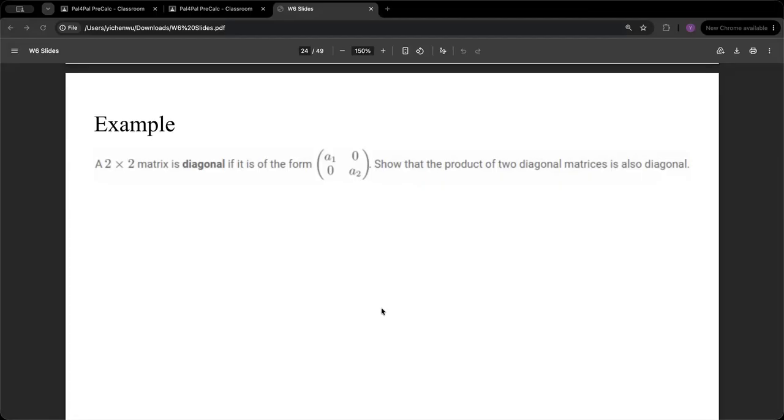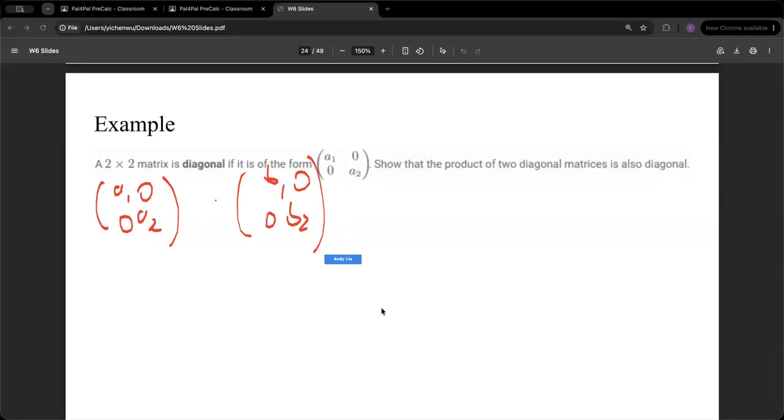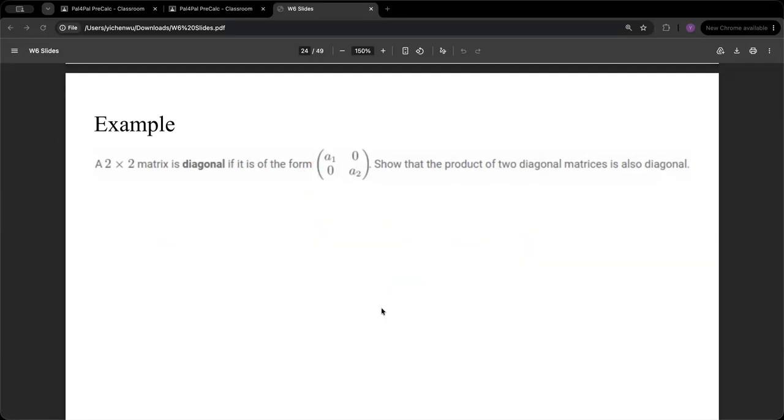Okay, we shall quickly do the problem. So the idea is that we can just simply write everything out because let's say we have two matrices that are diagonal. One of them would be something like A1, 0, 0, A2. And the other one would be something like B1, 0, 0, B2. If we multiply, this gives a diagonal matrix, A1 B1, 0, and so on. This is also a diagonal matrix because there are also two zeros here. That's very simple, and that's how you do it. And we may move on to the next question.